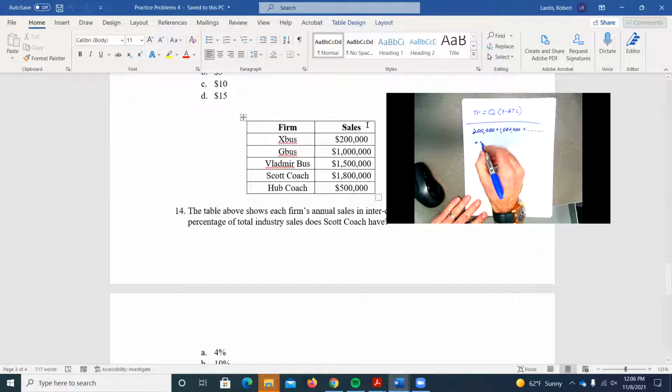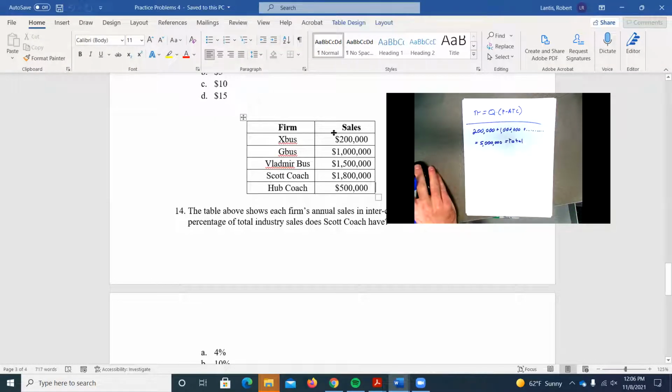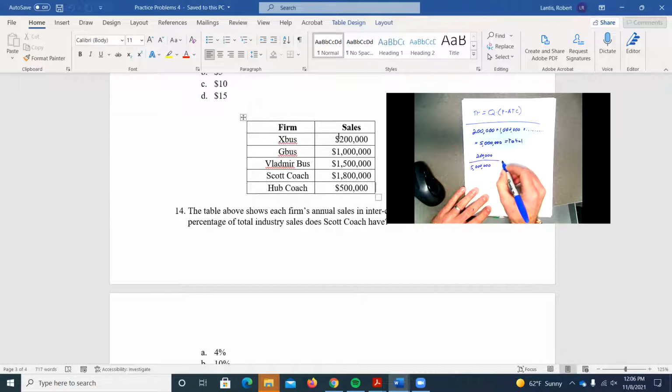So if I get this total, it's going to be 5 million. To turn each one of these into a market share percent, I would take their sales and divide it by the total. That's the proportion of sales from that firm. Then to get a percentage, I would multiply it by 100. That converts my proportion into a percentage. So if I look at this first one, 200,000 divided by 5 million, this would be 2.5%.